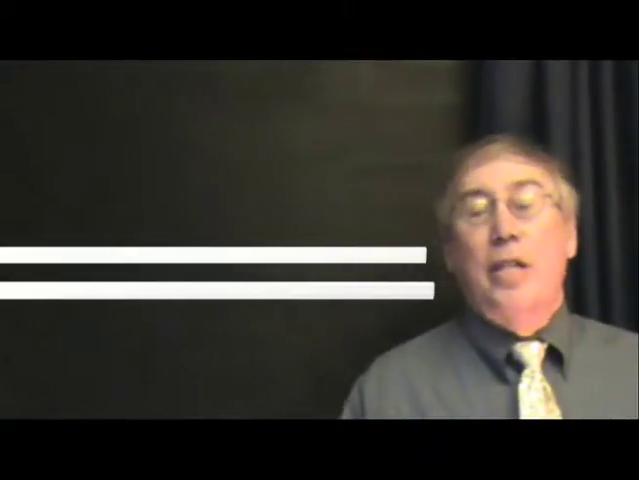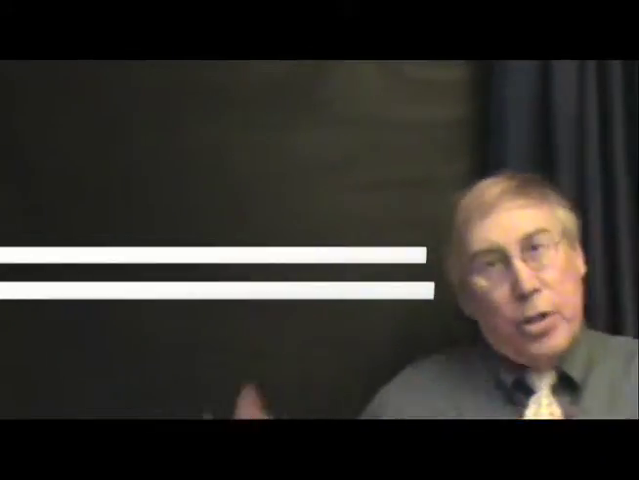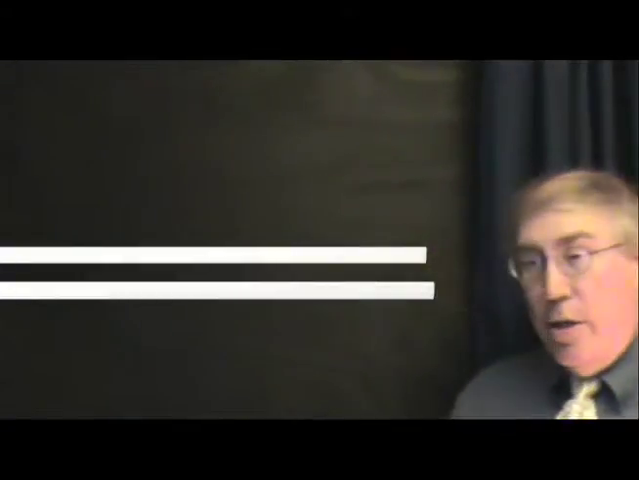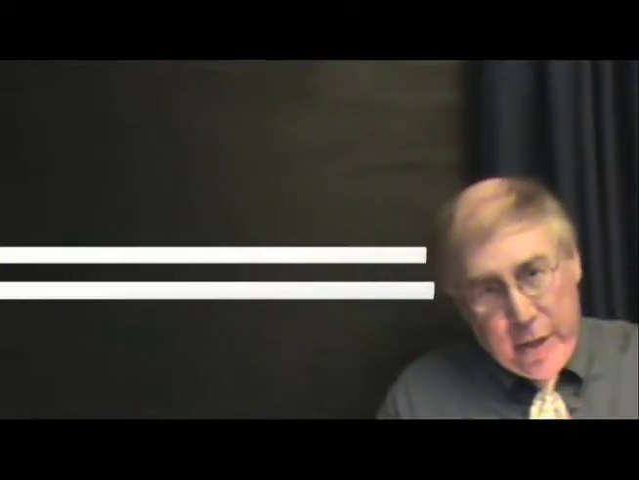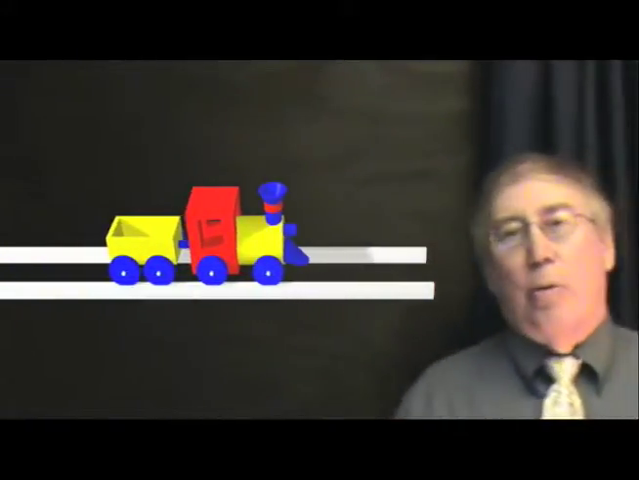Hi, in this lesson, let's take a look at parallel and perpendicular lines, and we're going to see how to graph them. Alright, here are two parallel lines. Parallel lines run side by side, and they don't intersect each other. Like a railroad track here.